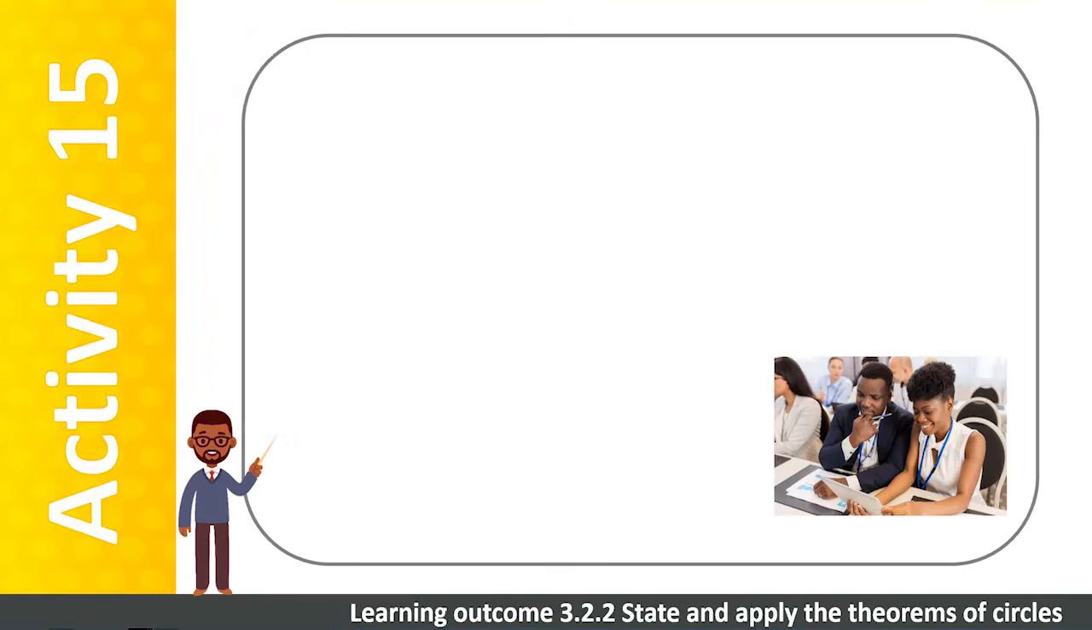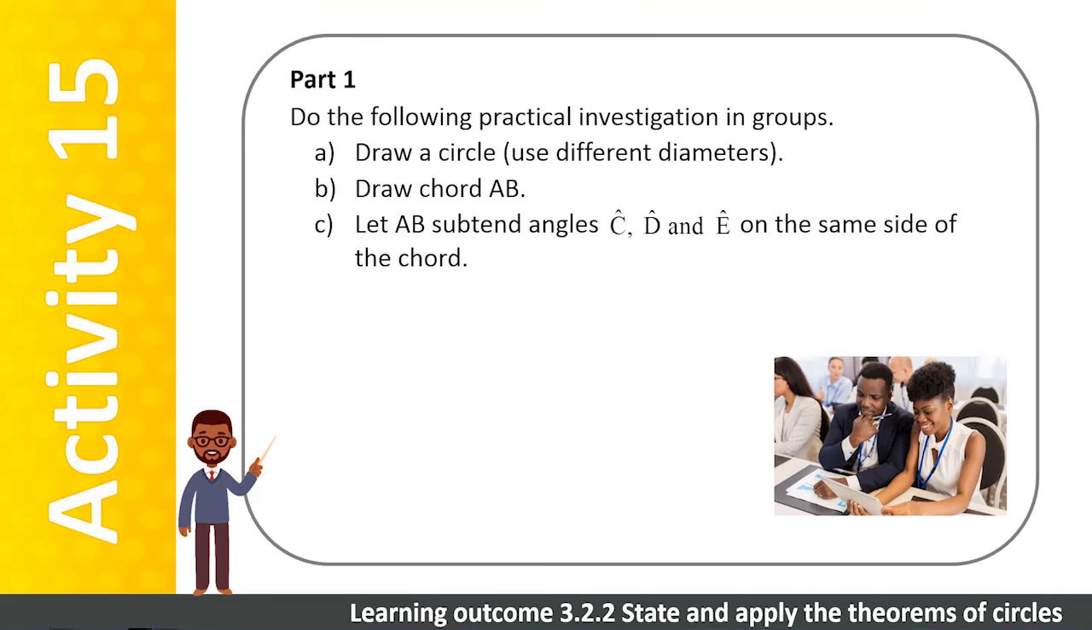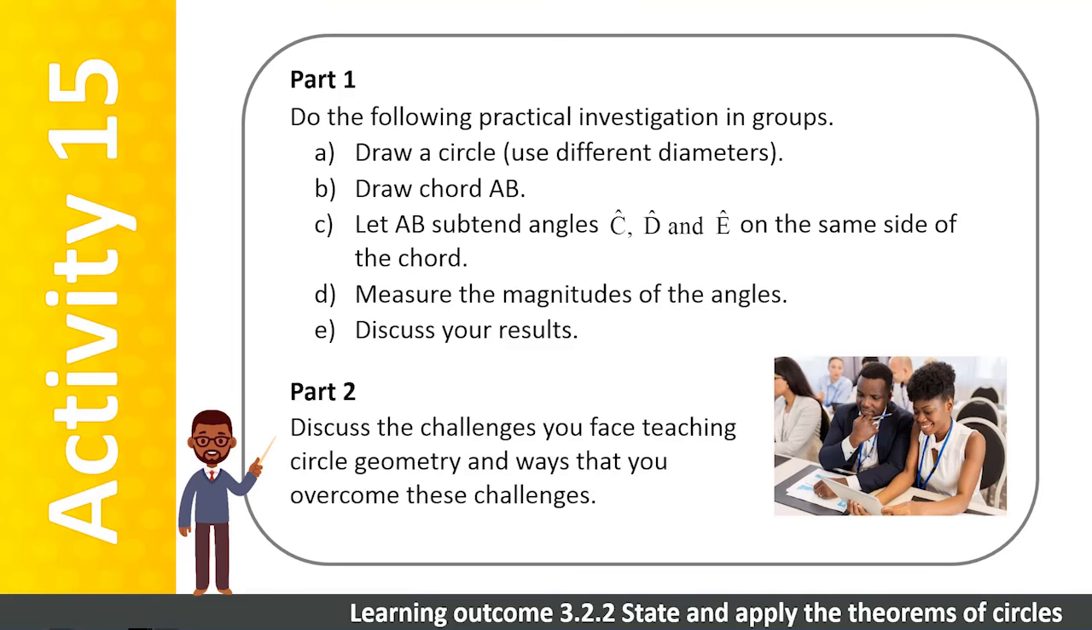The next activity is an example of a practical investigation you could use with students in class to help them understand circle theorems. Part 1. Draw a circle. Draw chord AB. Let AB subtend angles angle C, angle D, and angle E on the same side of the chord. Measure the magnitudes of the angles. Discuss your results. Part 2. Discuss the challenges you face teaching circle geometry and ways that you overcome these challenges.